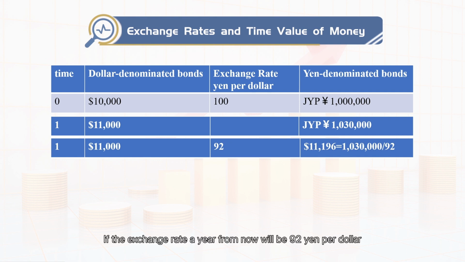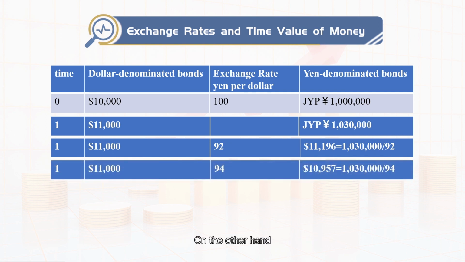If the exchange rate a year from now will be 92 yen per dollar, the yen bond will have a dollar value of $11,196. That is 1,030,000 over 92, which is $196 more than the $11,000 you would have from the dollar bond.